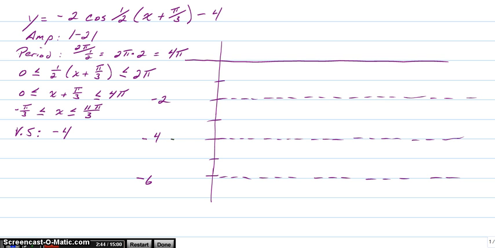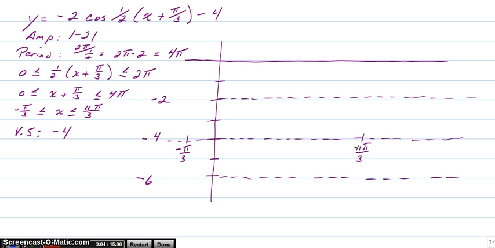Let's go ahead and label the x-axis here. The starting point is going to be at -pi over 3. So we'll put that here, and then 11 pi over 3. It's not going to be drawn perfectly to scale, but it will be close. 11 pi over 3 will be there.